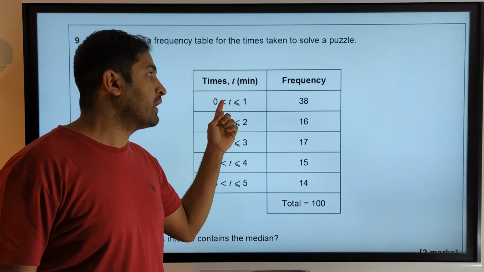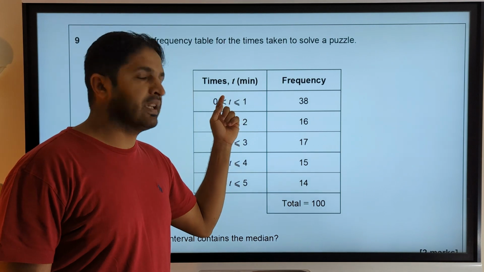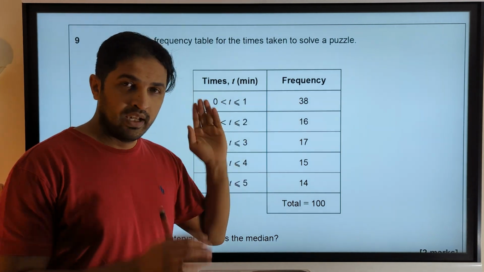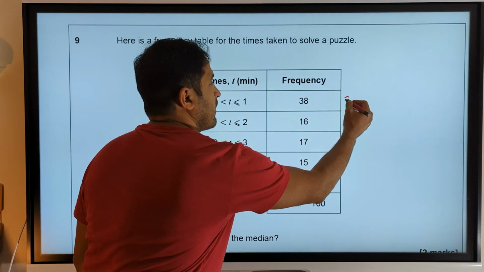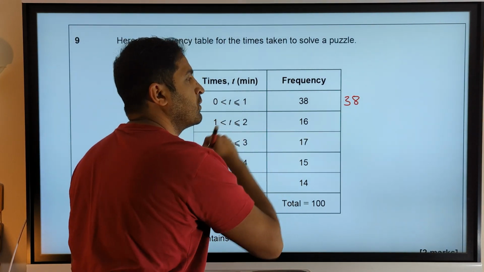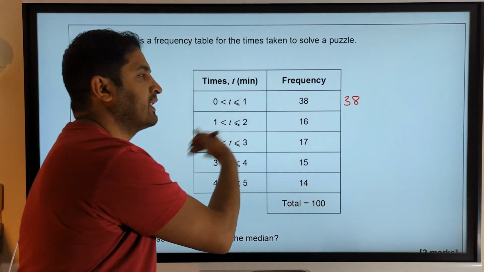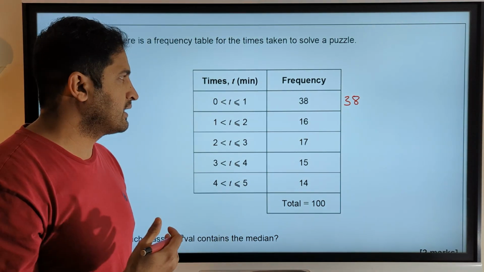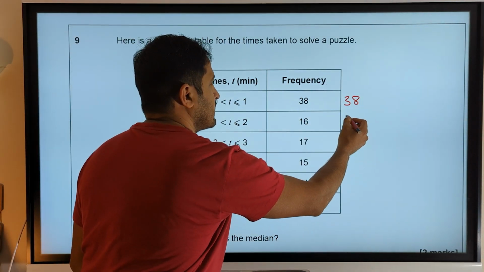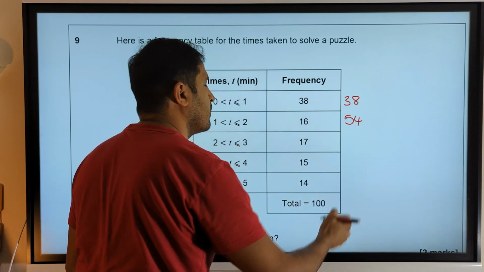You could have taken 1 second to solve some puzzles, or 59 seconds, or 58 seconds, or 30 seconds, whatever that is, that's going to be in the first 38 puzzles there, okay? So we're saying the first 38 is going to be 0 to 1. Then the next 16. So everything less than 2 minutes, you can add that 16 on, and that will tell you what that next 16 is going to be. If I add that 16 on, that will take me to 54 puzzles, and so on.